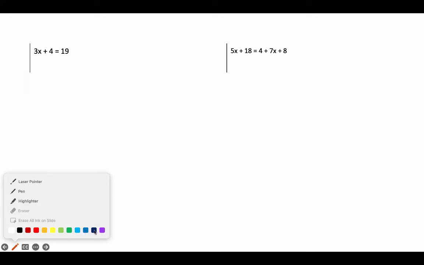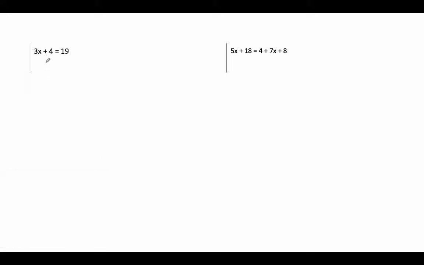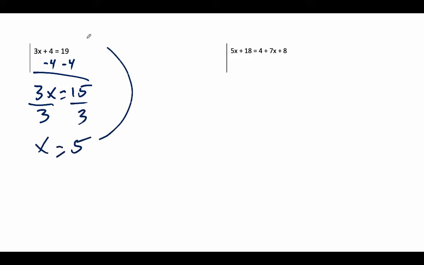Algebra 1 review here. So remember, whatever you do to one side of an equation, you got to do the same thing to the other. So I lower the left half by 4, I got to lower the right half by 4, and I get 3x is 15. I divide this by 3, divide this by 3, x is 5. Plug it back in to check it. 15 plus 4 is 19. You're good. That's basic algebra.